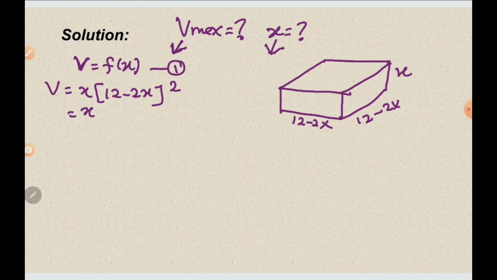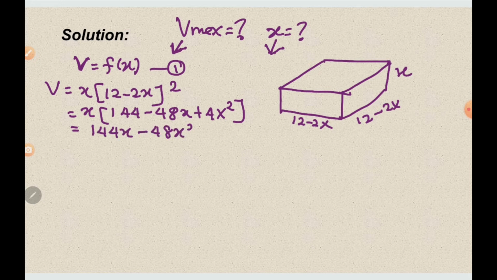So we expand to get x multiplied by (144 minus 48x plus 4x squared), and you multiply x inside. You will get 144x minus 48x squared plus 4x cubed. This is the simplest form of the formula. So the volume now is ready to be differentiated. Now we will differentiate dV/dx.